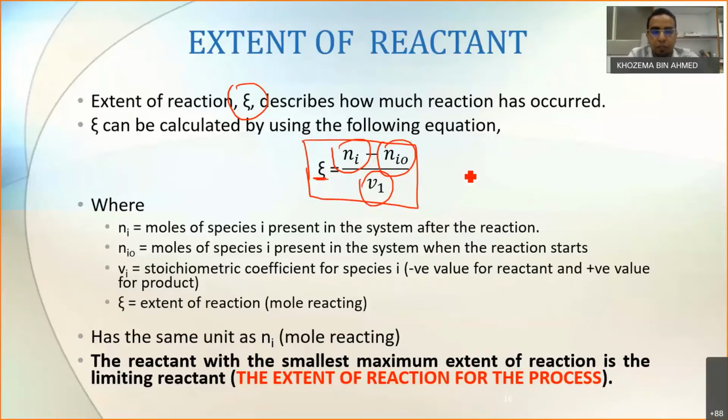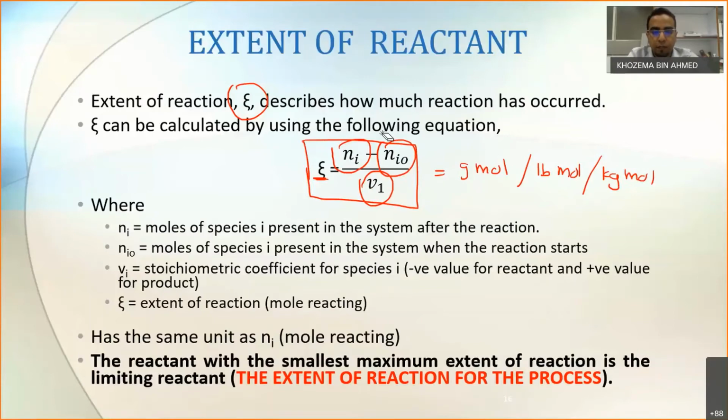And the unit here is the same unit as your mole. Let's say if your Ni is in gram mole, your extent of reaction will have a unit of gram mole. Or if the N here is in pound mole, you have a unit of pound mole for your extent of reaction. If your mole has a unit of kilomole, kg mole, your extent of reaction will have a unit of kg mole. So it depends on this one.